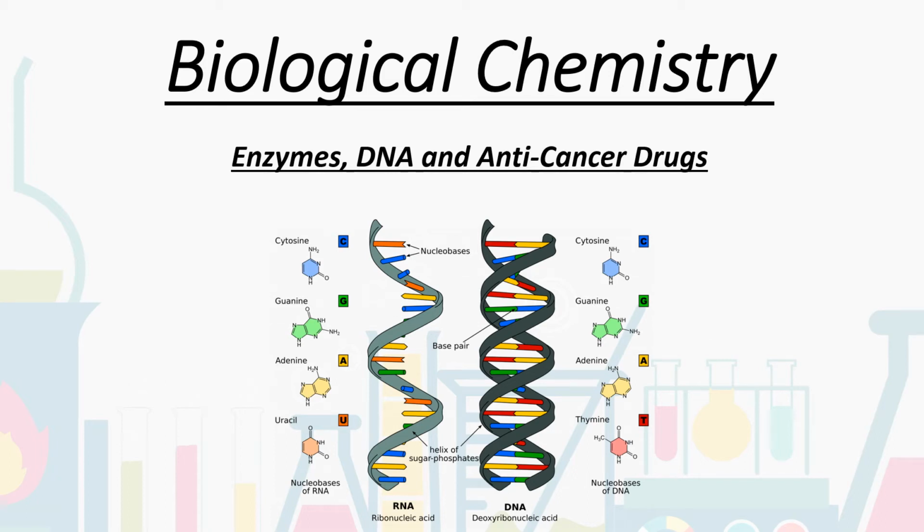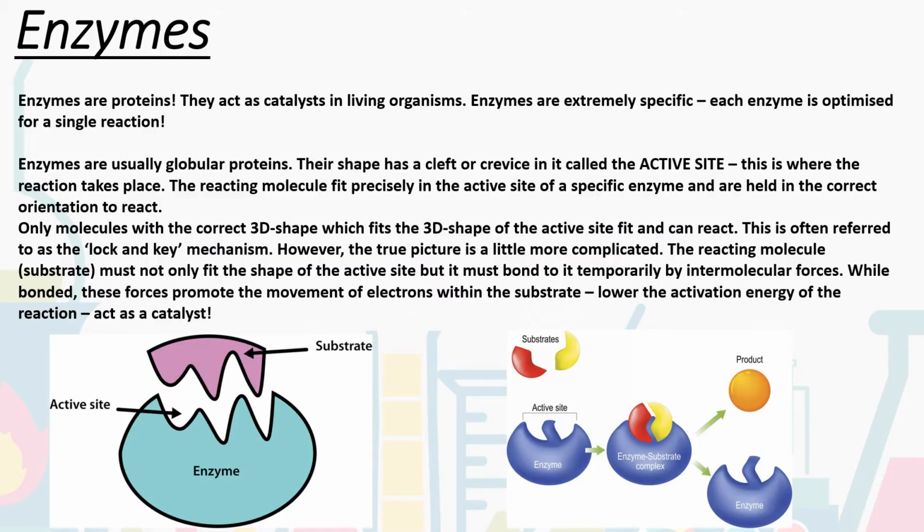Hi everyone, today a video on biological chemistry and specifically enzymes, DNA and anti-cancer drugs. So enzymes are proteins. They're made up of the proteins that we looked at in the previous video, the idea that essentially they are built up from amino acids as well. And so they act as catalysts in living organisms. And enzymes are extremely specific. Each enzyme is optimized for a single reaction, for a specific purpose.